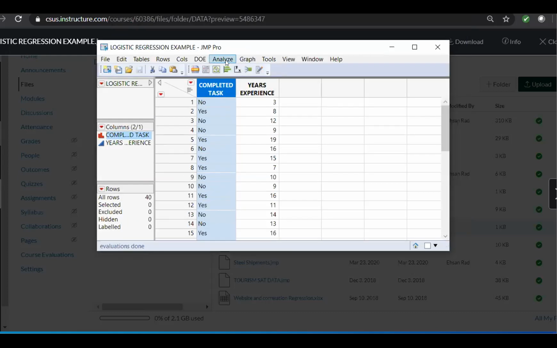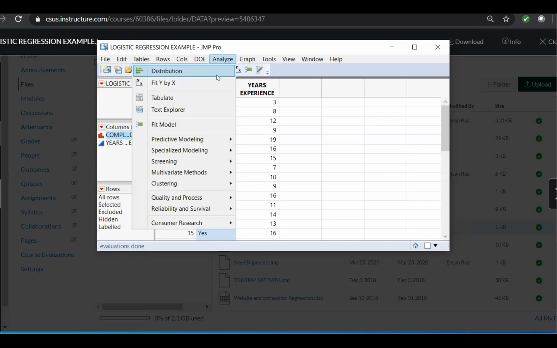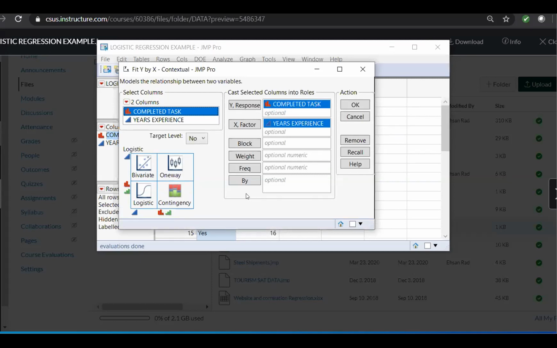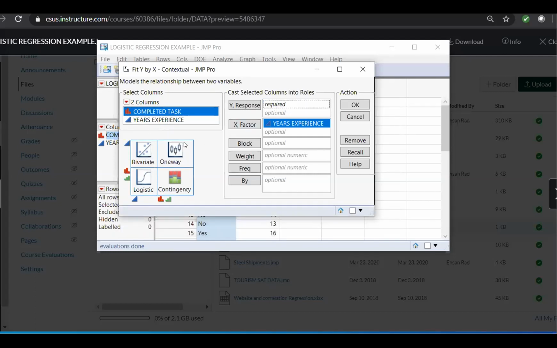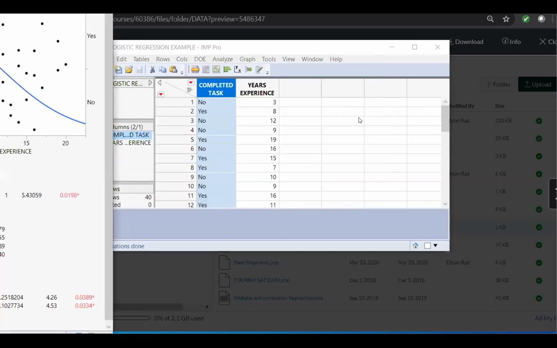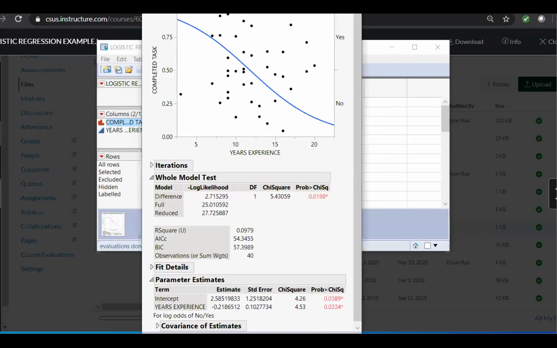So one more time, go to Analyze, because I have one IV, one DV. So I go to Analyze, Fit Y by X, and I select years of experience. The IV is continuous, completed task is the categorical DV. And if you look here, look up right, it shows logistic. If I take this out, you have bivariate because it's waiting for a continuous variable to go in, but when I put a categorical response, it changes to logistic. All I have to do is click OK, see the result, and look at the p-value.